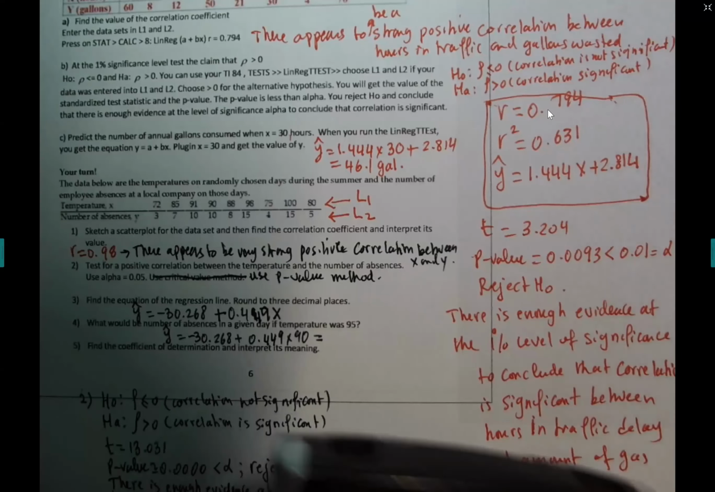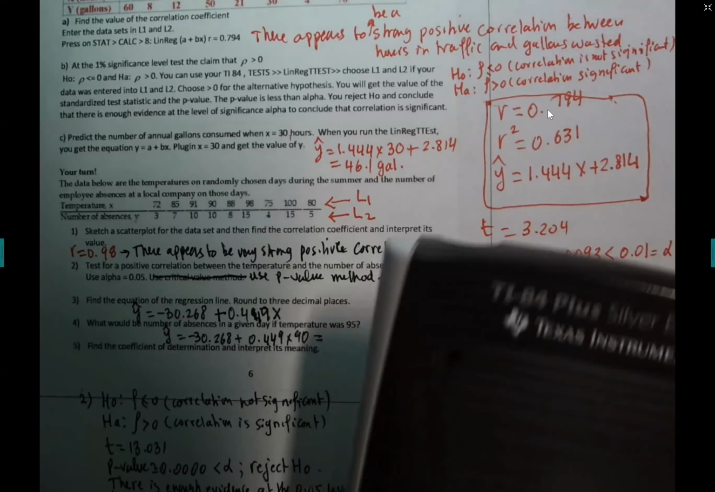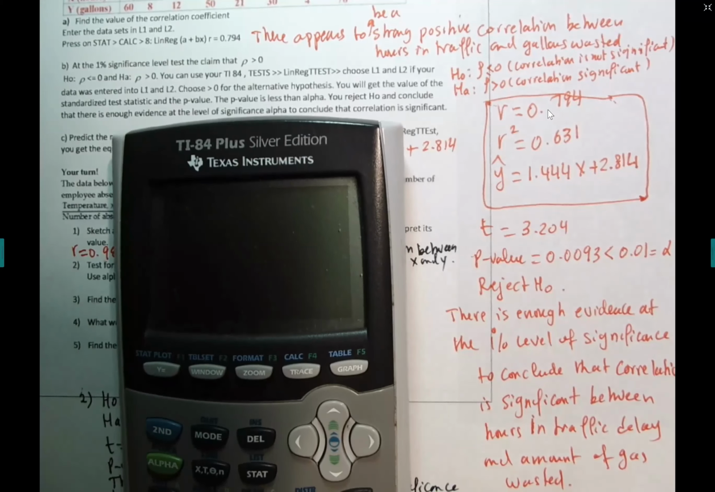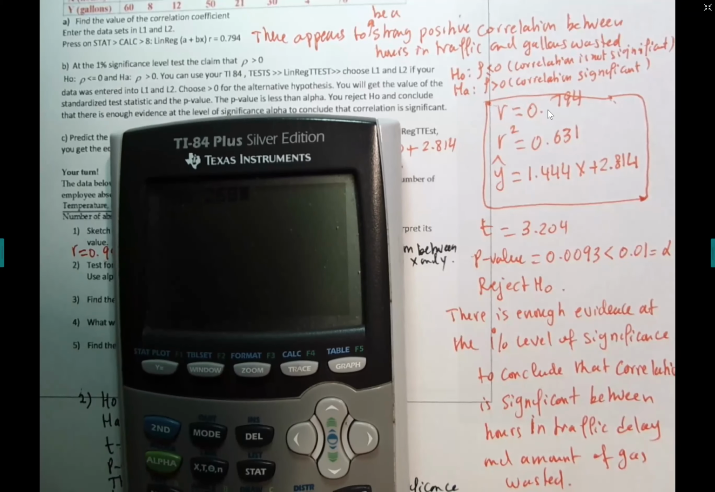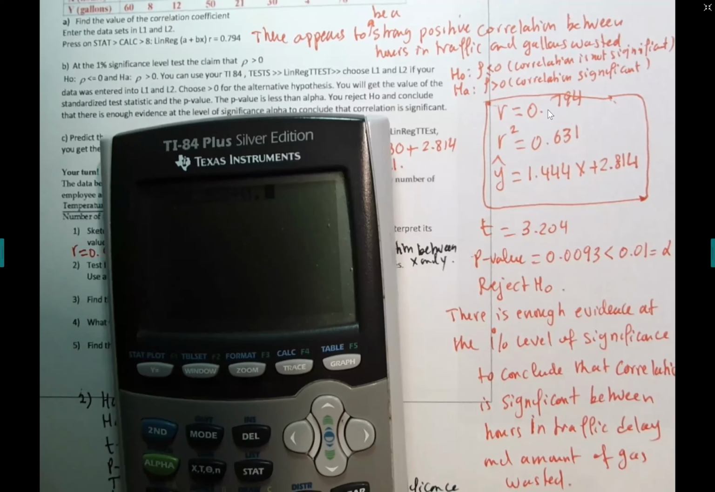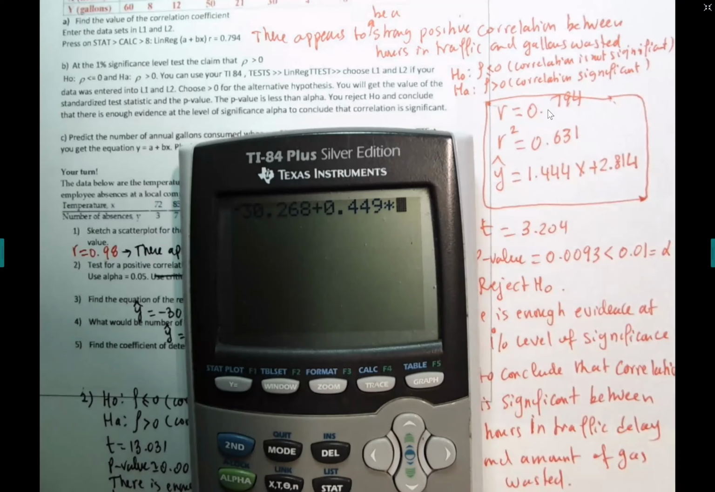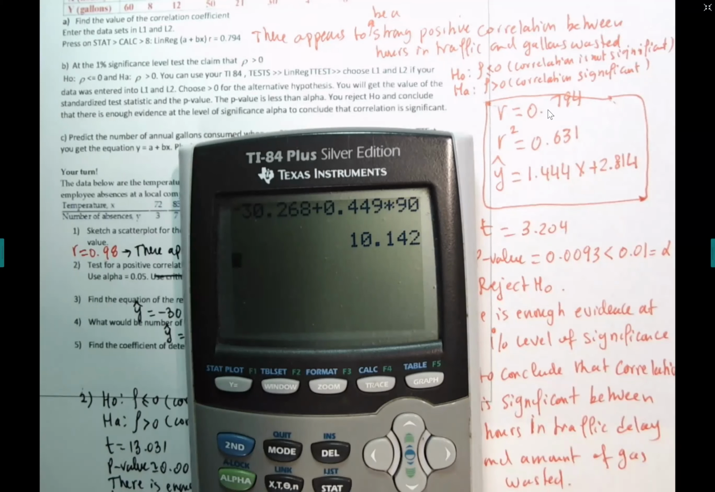So let's see. We're going to do it here. Negative 30.268 plus 0.449 times, what was it? 90. You notice, guys, it's 10.14, very close to 10, the actual value.